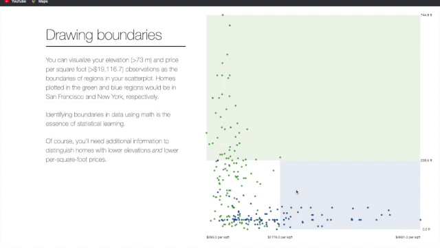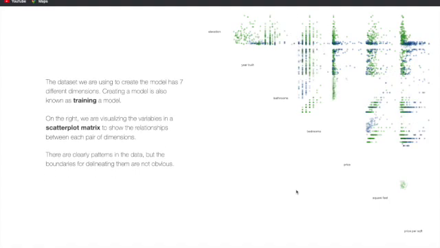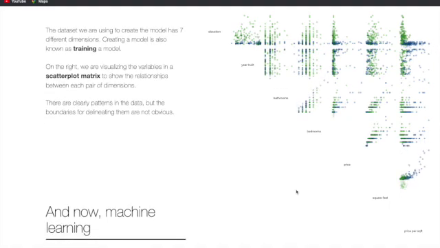Drawing boundaries, you can visualize your elevation and price per square foot observations as the boundaries of regions in your scatter plot. Homes plotted in the green and the blue regions will be in San Francisco and New York respectively. Identifying boundaries in the data using math is the essence of statistical learning. The dataset we are using to create the model actually has 7 different dimensions. Creating a model is also known as training a model. On the right hand side, we are visualizing the variables in a scatterplot matrix to show the relationship between each pair of dimensions.